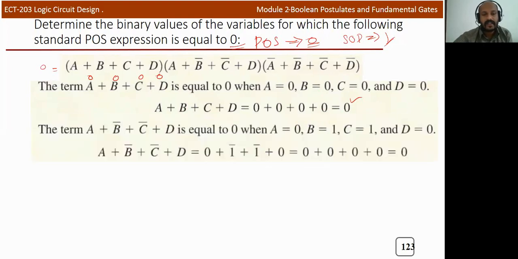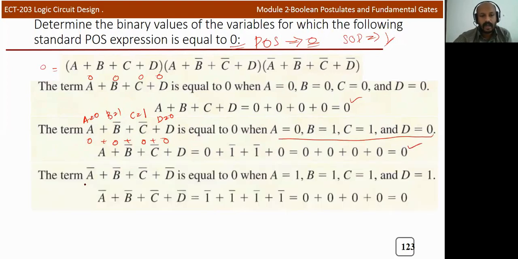And similarly, the second term, A plus B bar plus C bar plus D, is equal to 0 when A is equal to 0, when B bar is equal to 0, when C bar is equal to 0, when D is equal to 0. So A equal to 0. When B bar is equal to 0 means B is equal to 1. When C bar is equal to 0 means C is equal to 1. When D is equal to 0 means D is equal to 0. So 0, 1, 1, 0 will also result in function value equal to 0.